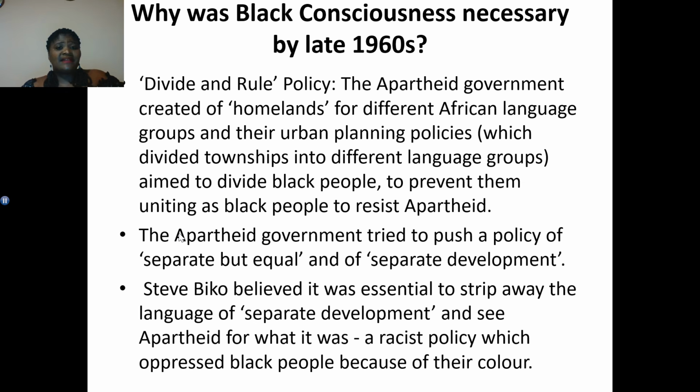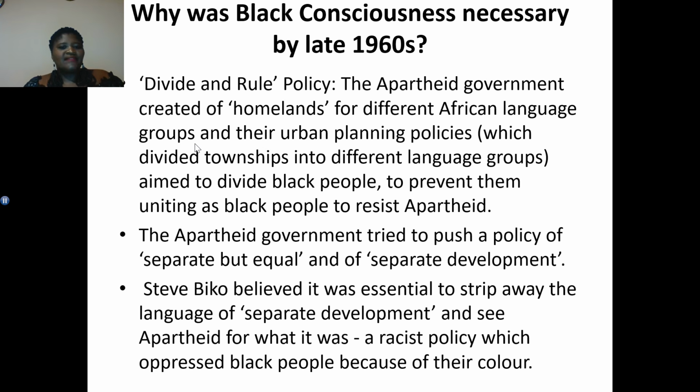So why was Black Consciousness necessary in the late 1960s? Remember, we said during that period there was an apartheid government which applied a policy of divide and rule. The apartheid government created homelands. If I know you were born free, but you know that there were homelands like Transkei, Ciskei, Venda, Bophuthatswana, and there were also dependent homelands. All those homelands were created such that in each one there are different African language groups, and even in their urban planning policies, the townships were divided into different language groups.